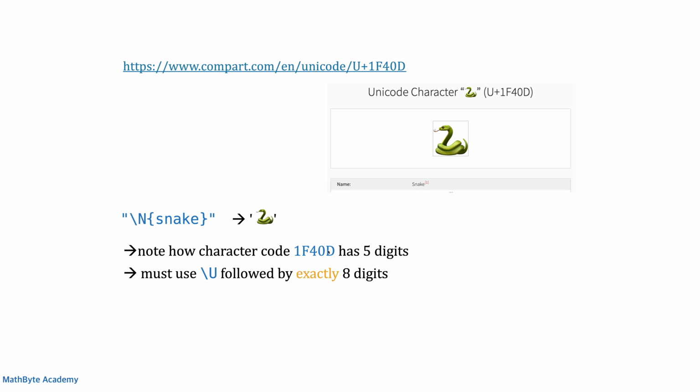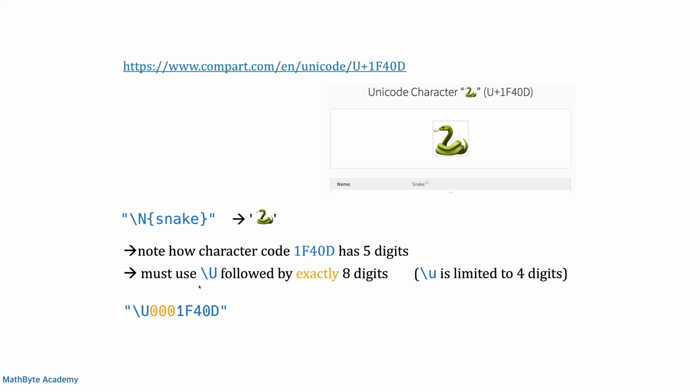So in this case, we have 5 digits. That's not going to work with the lowercase u. So we have to go to the uppercase u, which means we need exactly 8 digits, which means we're going to have to pad this. So even though the number here is given as 1F40D, we are going to need to specify it as 0001F40D because this now gives us a total of 8 characters.